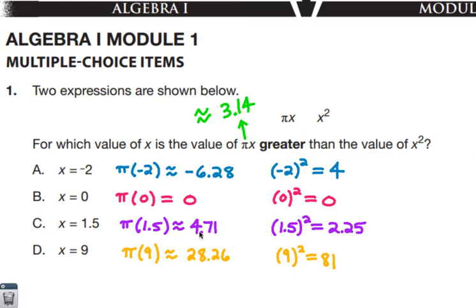But as always, people, you shouldn't just neglect to check D, just in case you might have made a mistake. So let's check out choice D. When you plug in 9 for the x's to see if it's greater or not, you get about 28.26. Remember, pi is about 3.14, so this is like 9 times 3.14. And 9 squared is 81, and this is not greater than 81. And so the answer does end up being C.